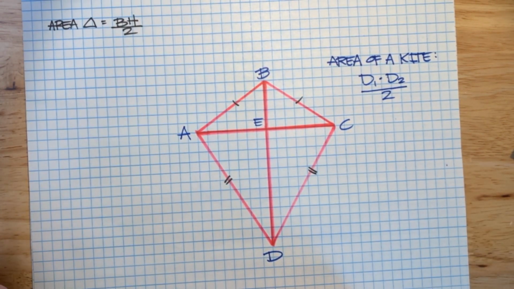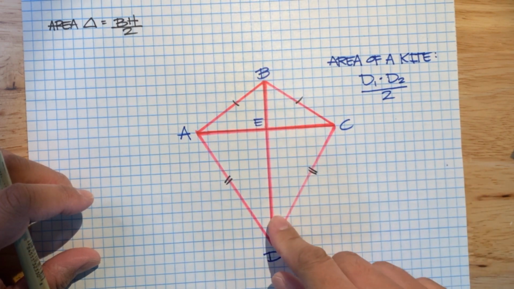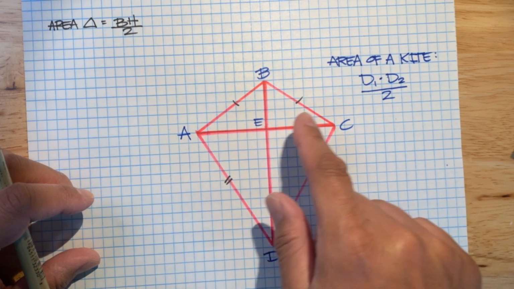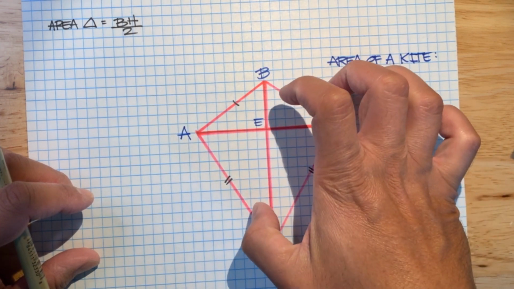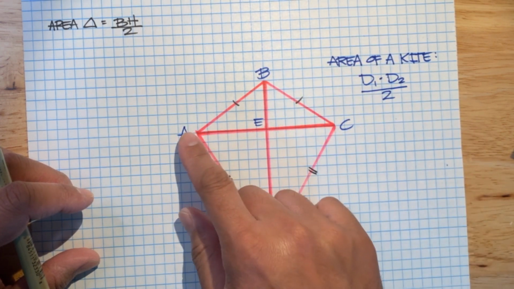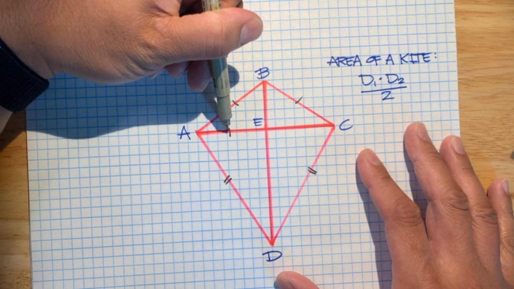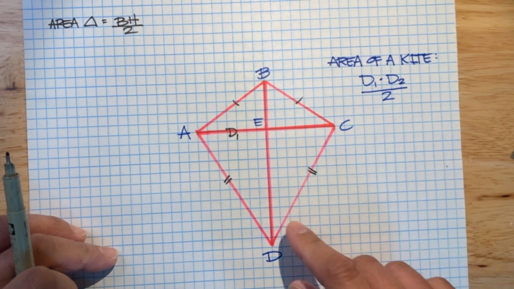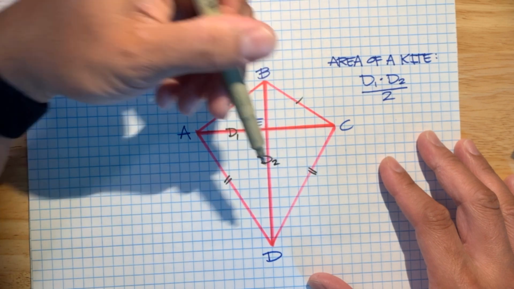Also, the inside of a kite is made by diagonals. A diagonal just connects two opposite points of a quadrilateral or any other shape. So this right here, AC, we're going to call D1 or diagonal 1. And this part right here, BD, we're going to call diagonal 2.